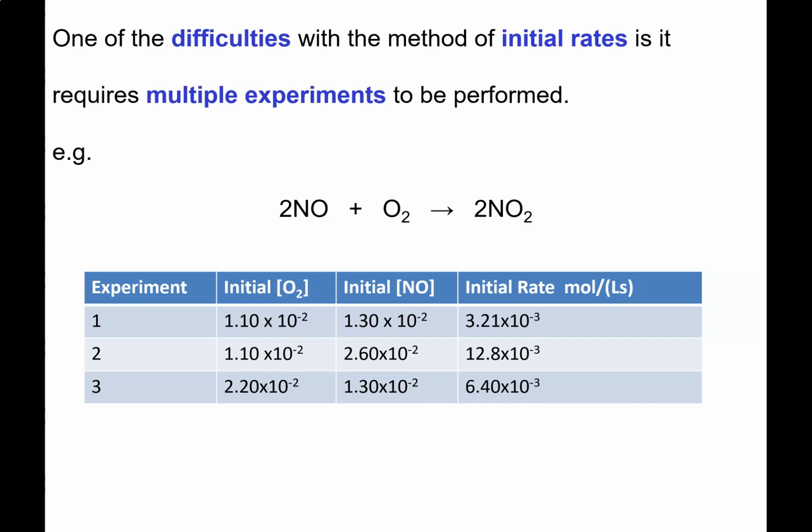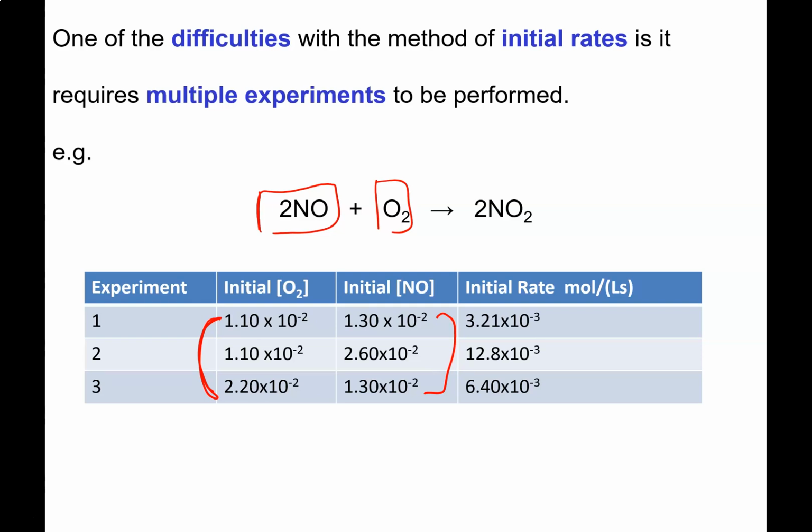One of the difficulties with the method of initial rates is that you have to do multiple experiments in order to determine the rate law. So we looked at this reaction where we had two reactants, and what we need are two experiments where we're varying our first reactant and keeping the second reactant constant, and then we need to do two experiments where we're changing the concentration of our second reactant while keeping the first one constant. So the minimum that we can do this in is 3 experiments.